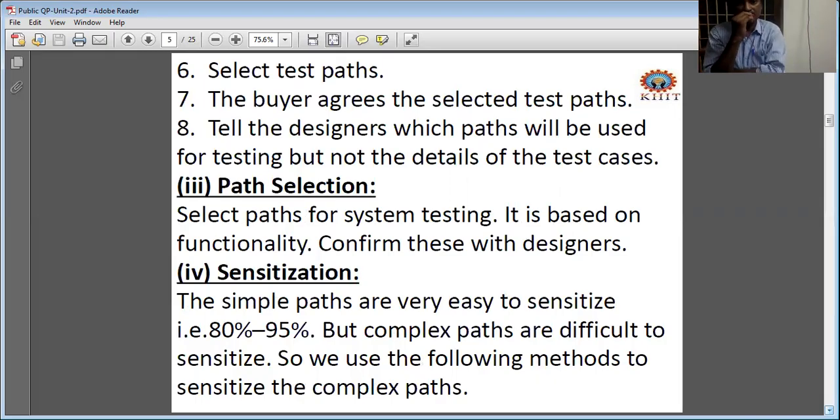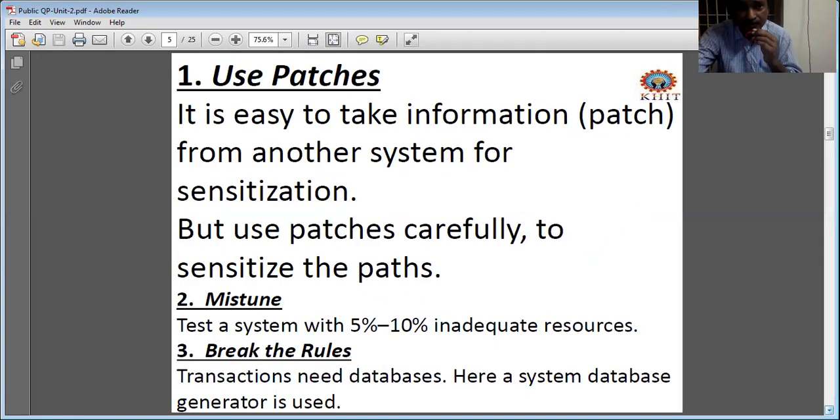It is based on functionality. Confirm with designers. Sensitization: the simple paths are very easy to sensitize, that is 80 to 95%, but complex paths are difficult to sensitize. So we use the following methods to sensitize the complex paths. What are the different methods?